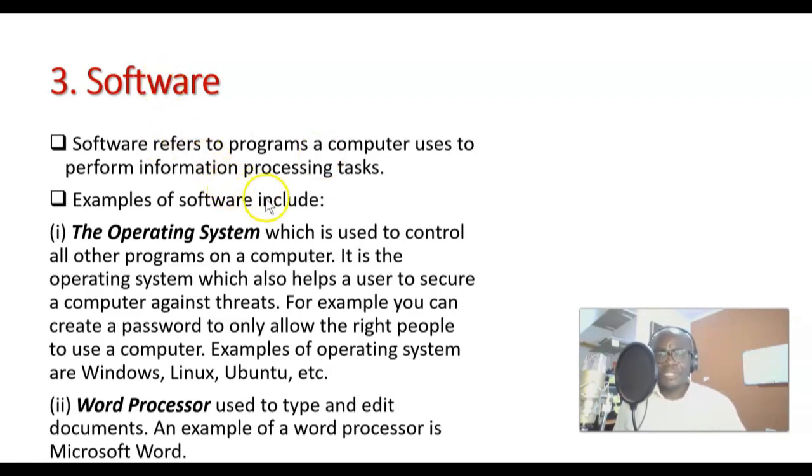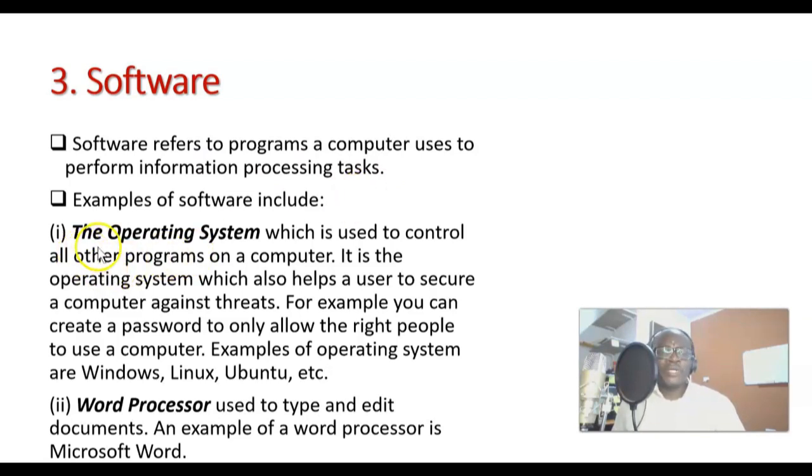Now you will notice that sometimes I use the word software, sometimes I use the word program. Well, the word software is the same as program, and that is why here we said software refers to programs a computer uses to perform information processing tasks. Now let us look at common examples of software.